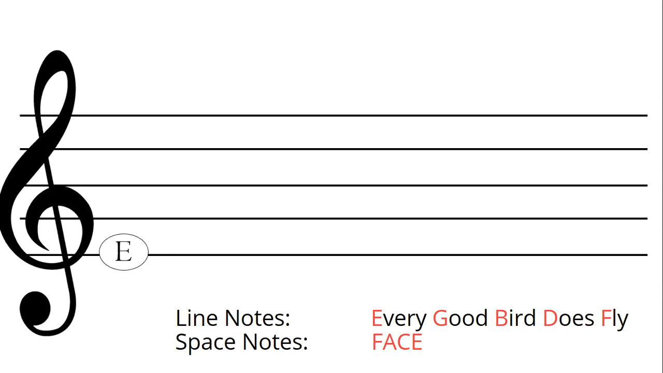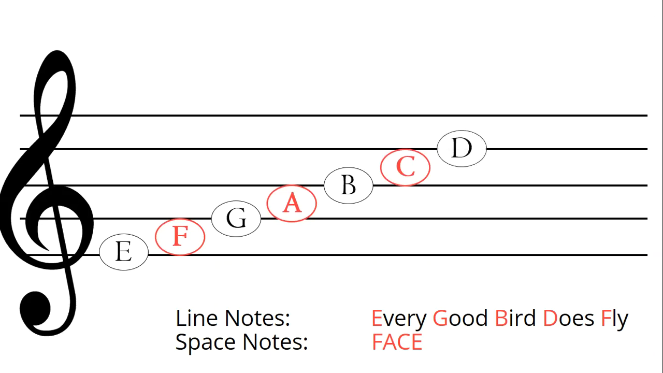So the first line note is E, F, G, A, B, C, D, E, and F. The notes with the red color ink and the red color circle are the space notes. So if you see it carefully, there are 4 space notes, F, A, C, E, and there are 5 line notes, E, G, B, D, F. The line note comes on the line. The space notes come between the 2 lines.